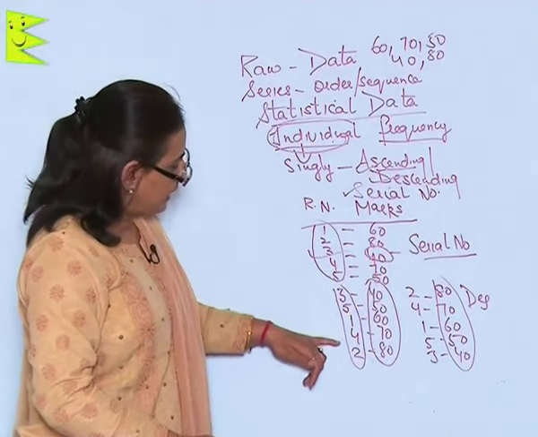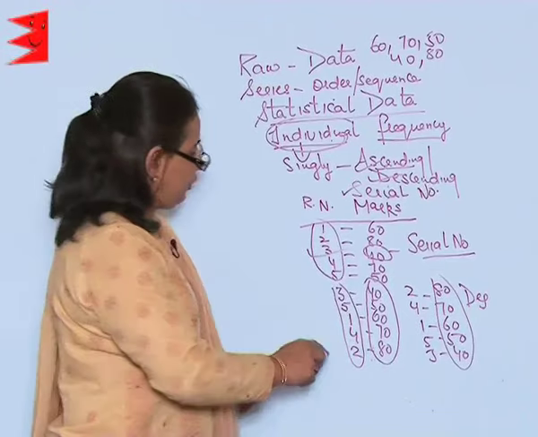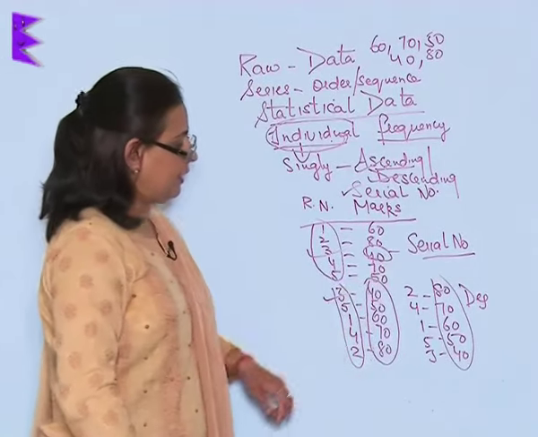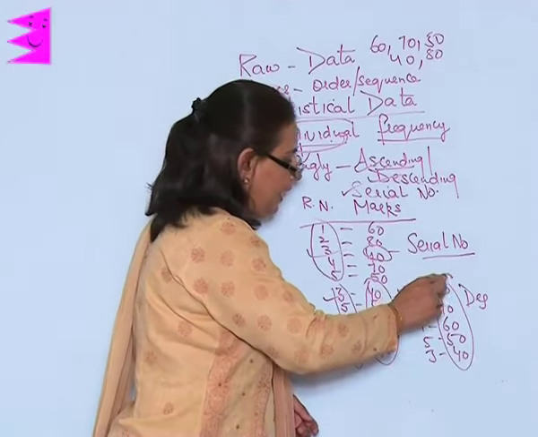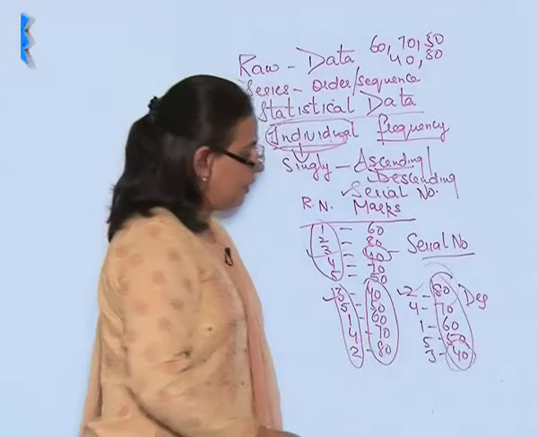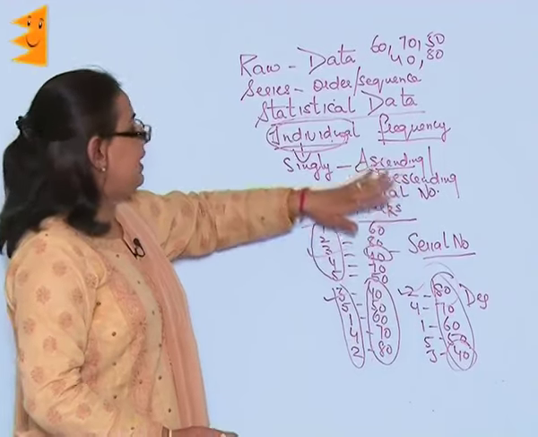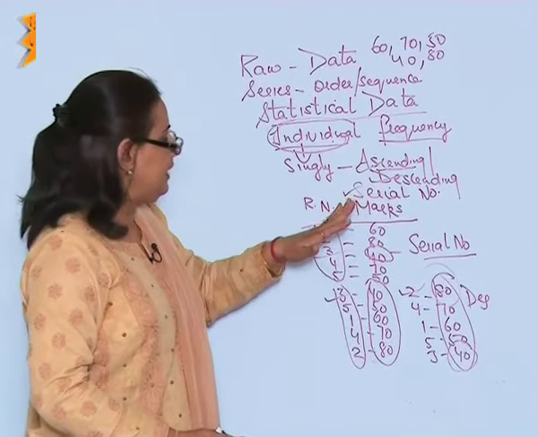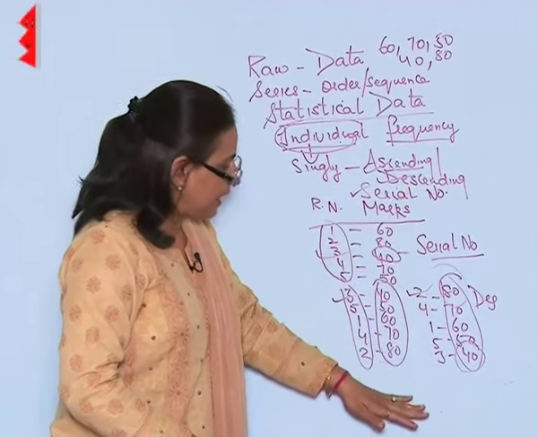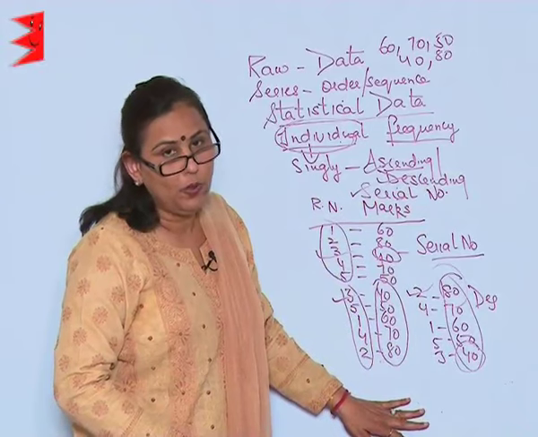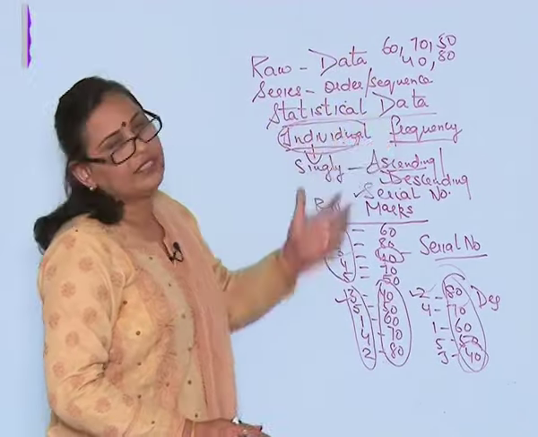When it has to be presented in ascending order, somebody asks you which is the least marks and by whom, you will say roll number 3, 40 marks. Descending, then again it is very clear which is the highest marks, roll number 2, 80, least roll number 3, 40. So, the presentation of data in the individual series as the series of serial number, ascending or descending, is making it very easy for us to understand. And this is the conversion of raw data into statistical data.